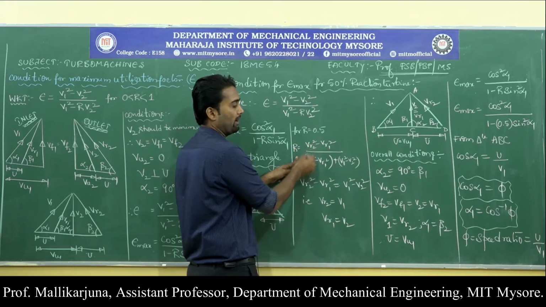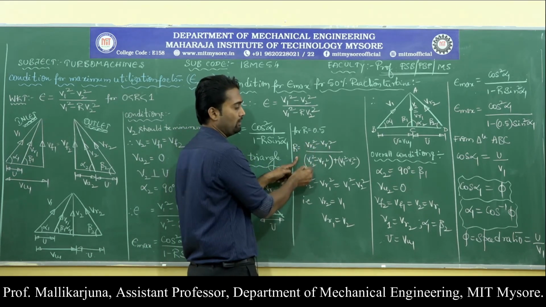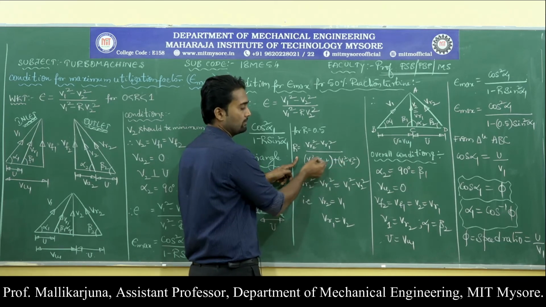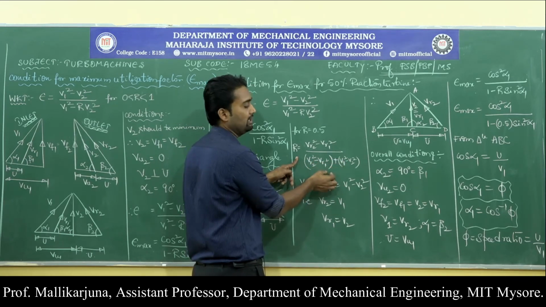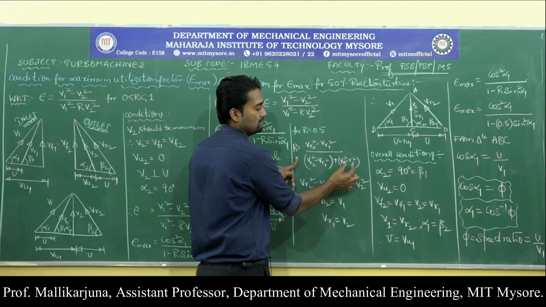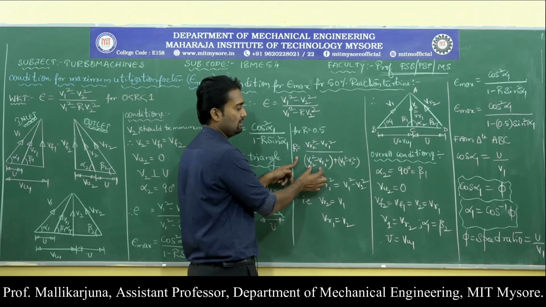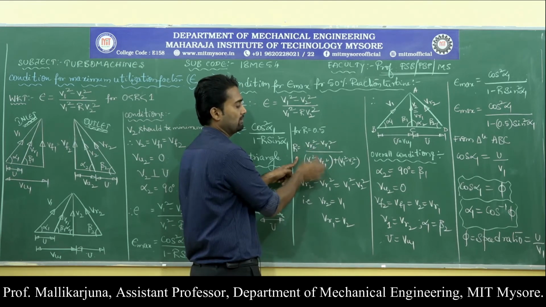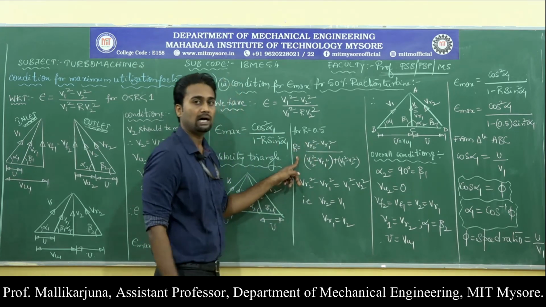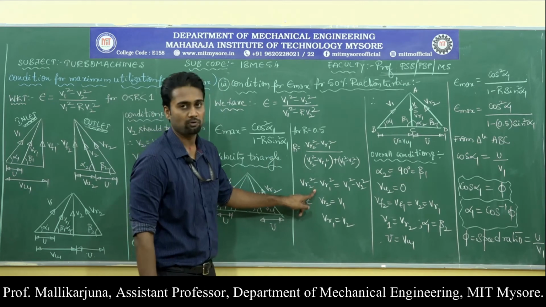R has to be 1 by 2. If it has to be 1 by 2, then this term should be doubled at the denominator. I mean this term should be equal to this, so that I can cancel these two terms and then I can remain with half. That is what I have made over here.